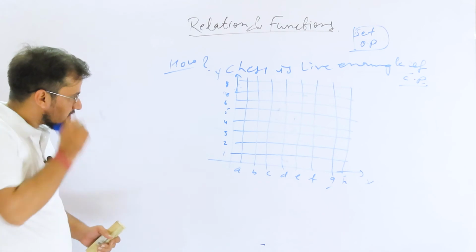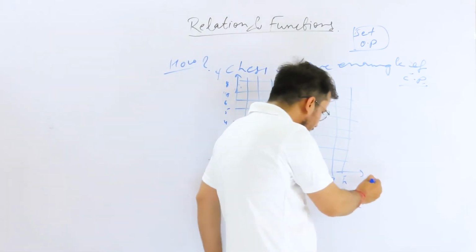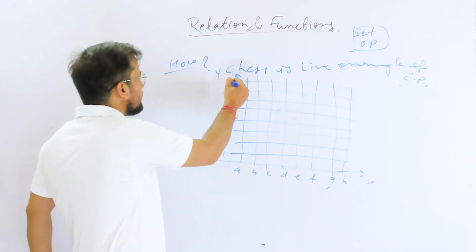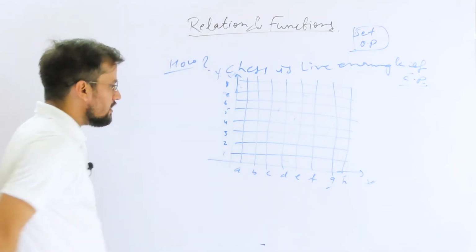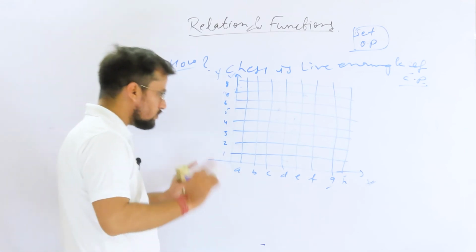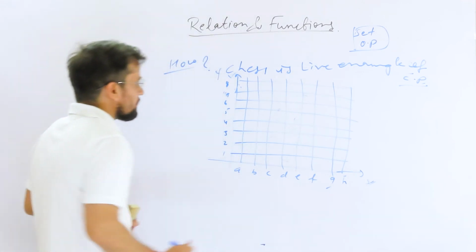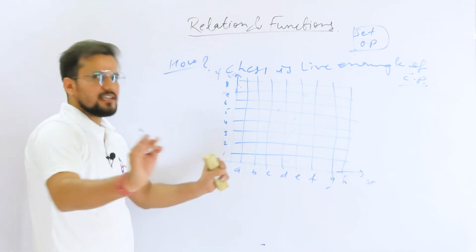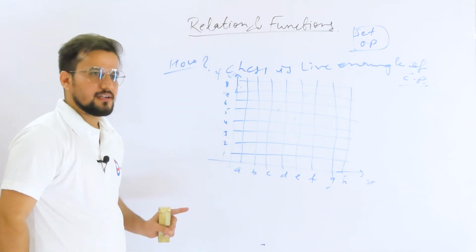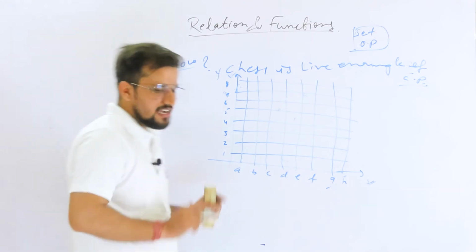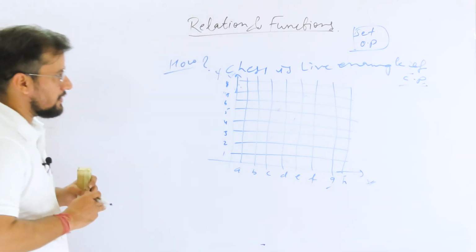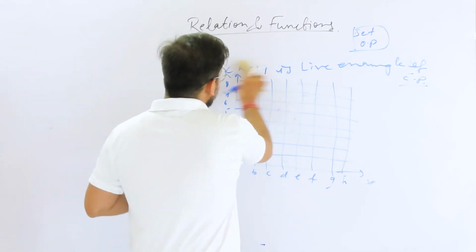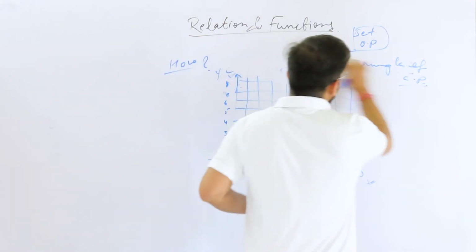On the x-axis, what have I written? A, B, C, D, E, F, G, H. On the y-axis, what have I written? 1, 2, 3, 4, 5, 6, 7, 8. So guys, you tell me one thing. You know, this chess is the best example of the Cartesian product. This chess is the live example of the Cartesian product. So guys, I am saying the chess is the live example of the Cartesian product. Then why will you believe me?